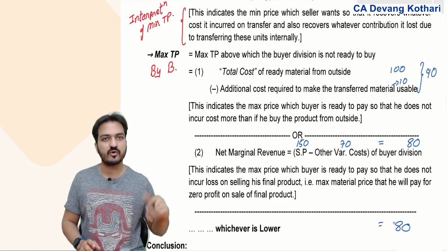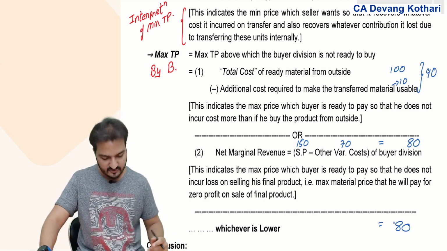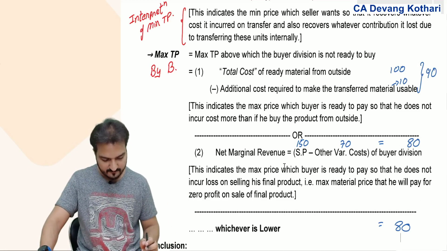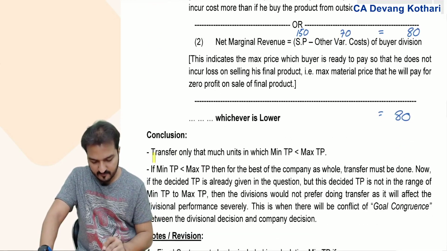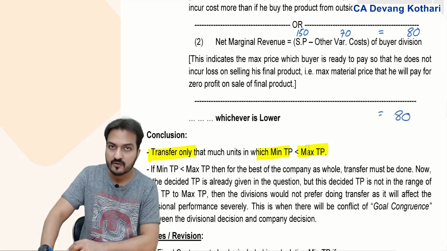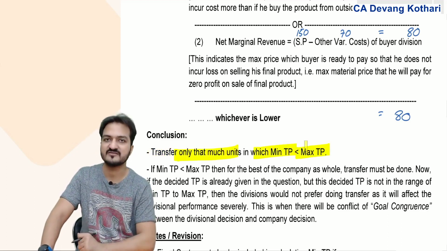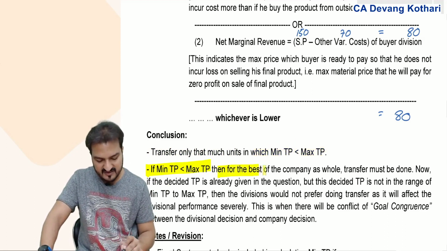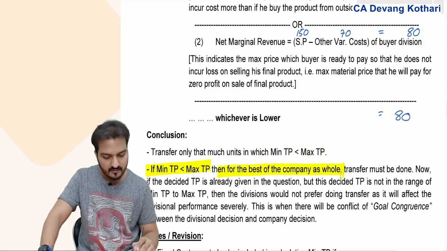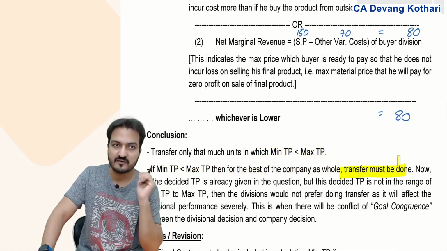Further, I have given you some extra notes to give you more details and descriptions of each of these rules. But before that, look at the conclusion. The conclusion is that transfer should be done only if the minimum TP is less than the maximum TP. Transfer only that many units in which minimum TP is less than maximum TP. If minimum TP is less than maximum TP, then for the best interest of the company as a whole, transfer must be done.